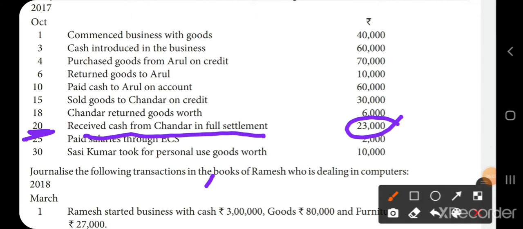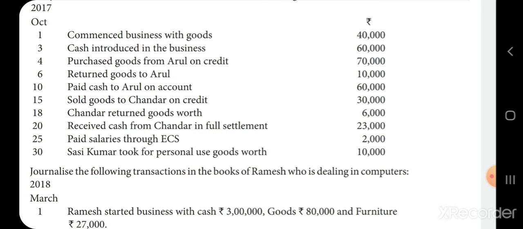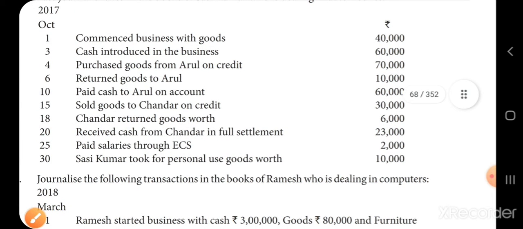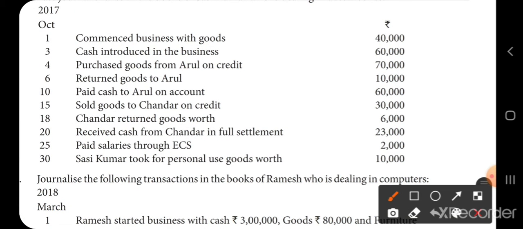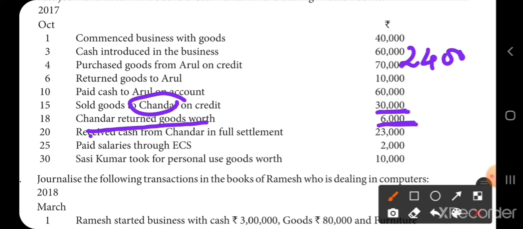20th transaction, received cash from Chandar in full settlement, 23,000. Here one point you should note. See the 15th transaction, sold goods to Chandar on credit 30,000. You have sold goods to Chandar worth rupees 30,000. Out of this 30,000, Chandar has returned goods back to you worth rupees 6,000. That means the actual amount Chandar has to give you is 24,000. Isn't it? 30,000 minus 6,000.